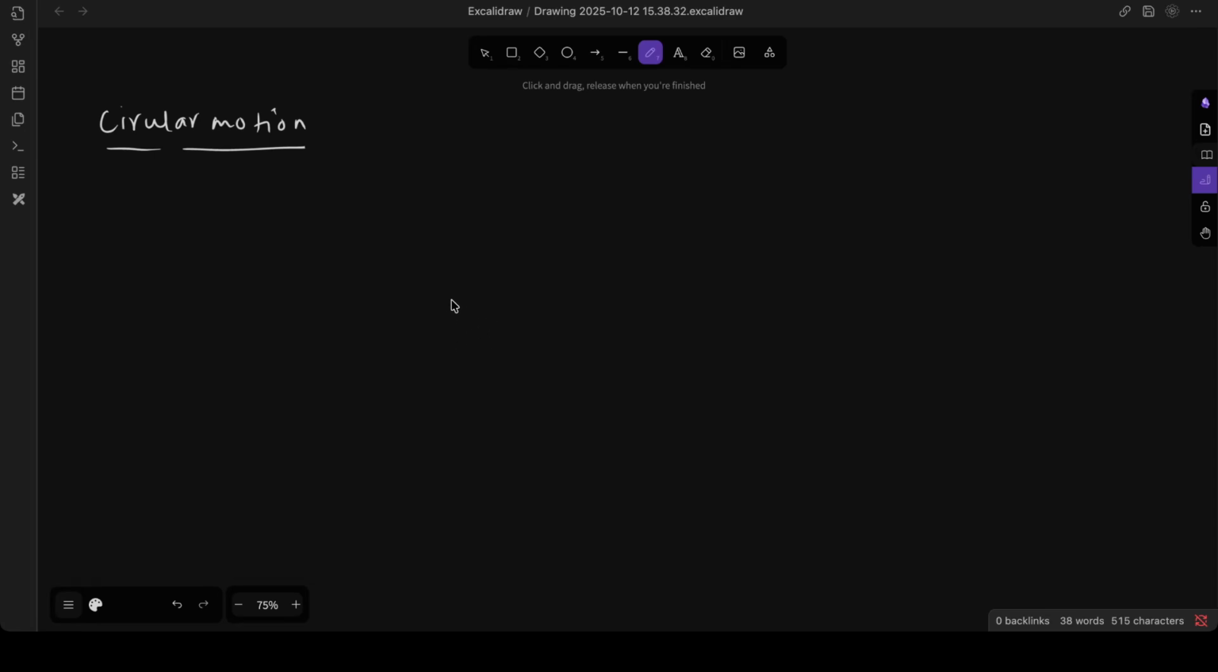Now we know the basics of circular motion. There can be two types of circular motion, and for us, we will stick to these two types. The first one is uniform circular motion, and the second one is non-uniform circular motion.